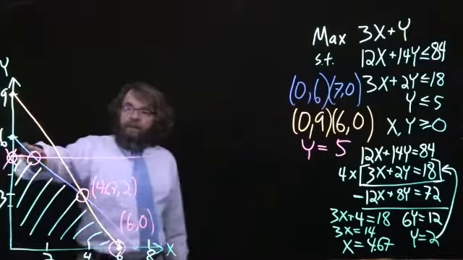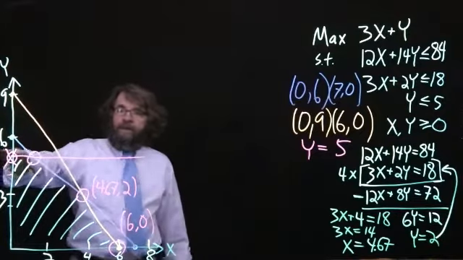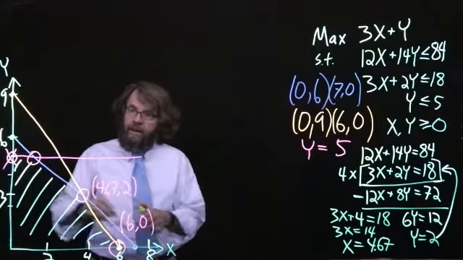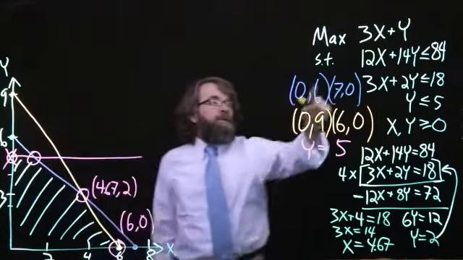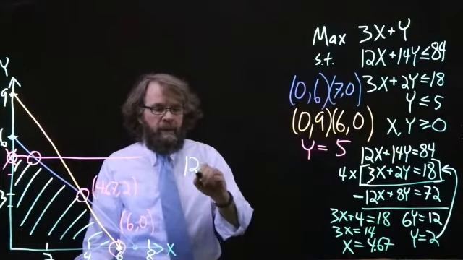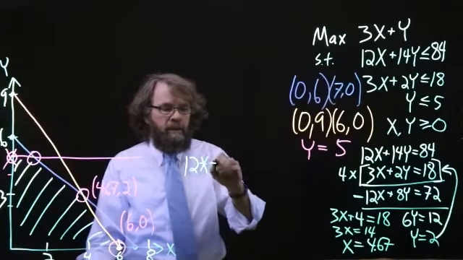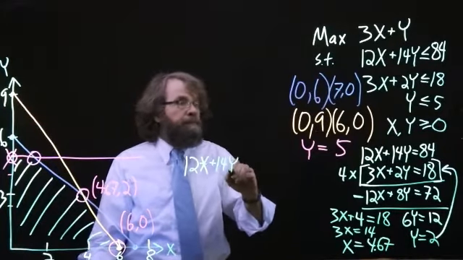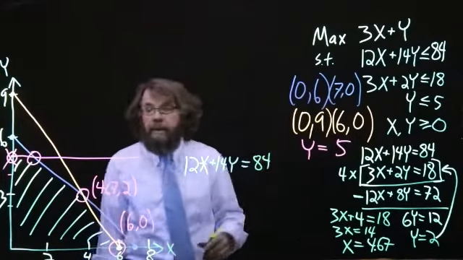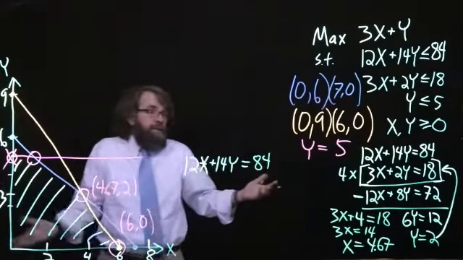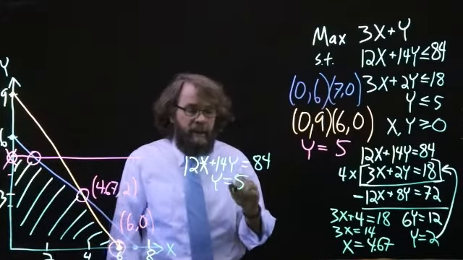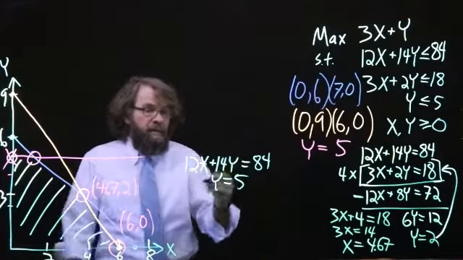Okay, so then lastly, we need to find where the blue line intersects with the red line. So let's see. The blue line, that is our top one, 12x plus 14y equals 84. And then the red line just says y equals 5. All right, this is going to be easy. That's why I saved this one for last. So we just put a 5 in for that.